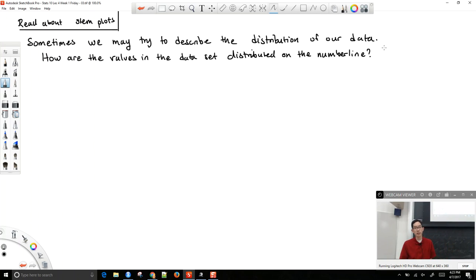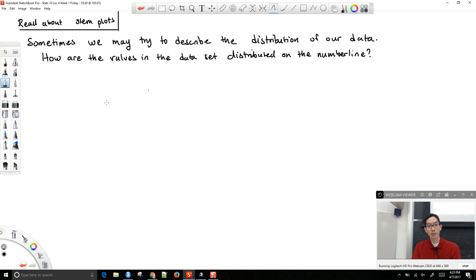How are the values in the data set distributed on the number line? Are they all kind of spread out across the number line? Are they all clumped together in one spot? Do some appear over here? Do some appear over here on the number line? This is kind of the question that we have. How are the values distributed on the number line?